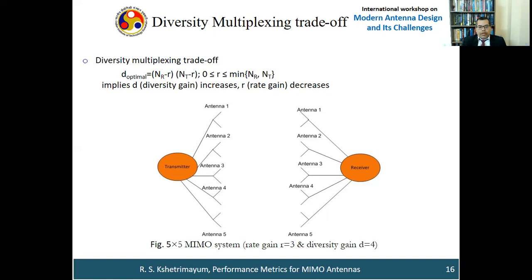So you have to design your MIMO system based on this diversity multiplexing trade-off. Let's say we have a 5 by 5 MIMO system. We can use 3 antennas for rate gain, and you can use the remaining 2 antennas for the diversity gain. So diversity gain will be 4 and rate gain will be 3. So all MIMO systems should be designed using this diversity multiplexing trade-off.